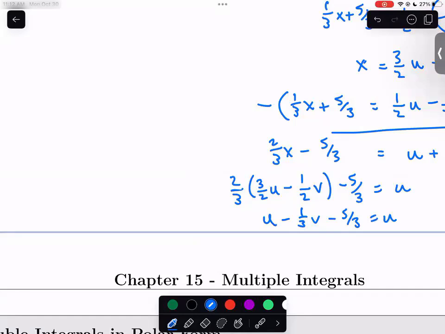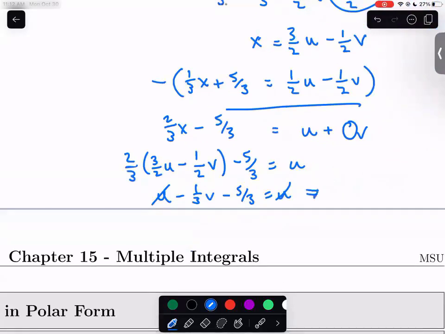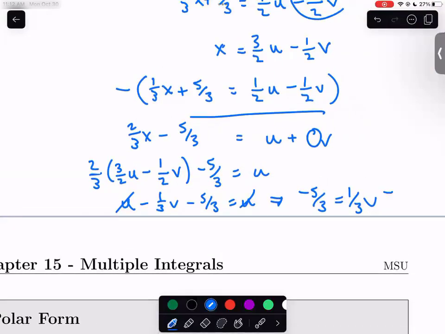The u's on both sides can cancel. That's quite nice. So subtract u on both sides. I can bring my 1/3 v over to the other side. So I get negative 5/3 is equal to 1/3 v. And then I can multiply by 3 on both sides. So this is going to give me v is equal to negative 5.